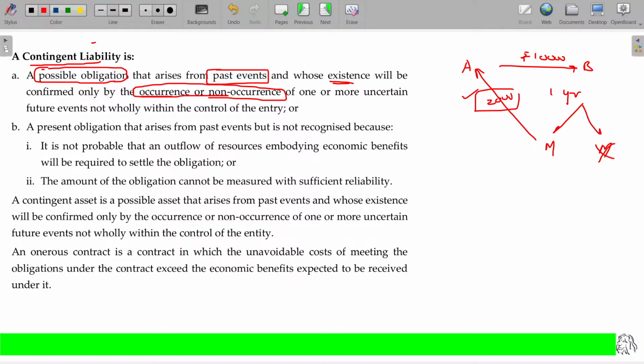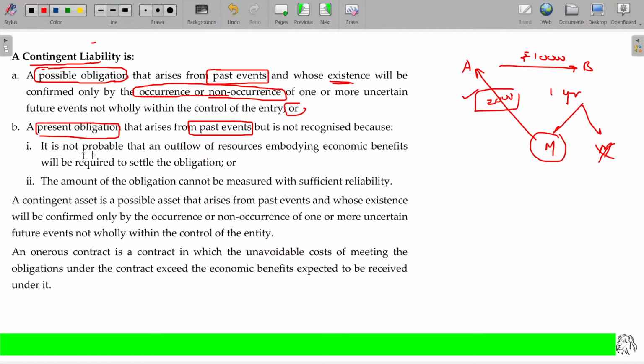It may be possible to pay, or may not be. So this payment is based on the malfunctioning or non-malfunctioning. Is that okay? This is called possible obligation. It may happen or may not happen. Not only that, we may have a present obligation. In case of present obligation, it has already happened, that arises from past events.